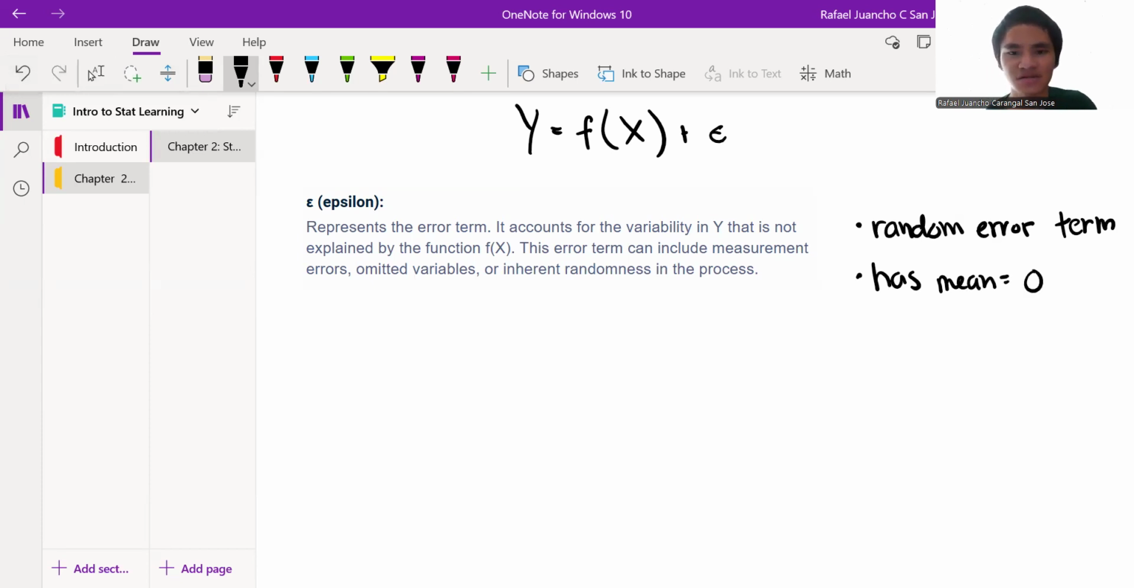So it has a mean of 0. And here we can use as our example the income data set and how that associates with the years of education.